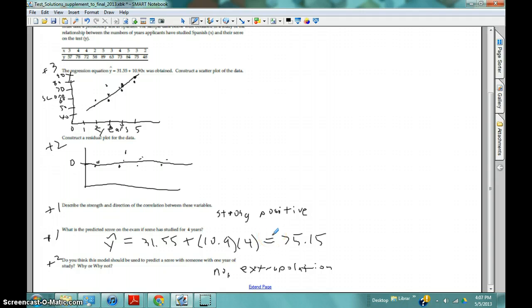And is this an appropriate model for 1 year of study? If you notice, the data starts from 2 to 5. Whenever we're doing any kind of regression analysis, we want to stay within the data. So any extrapolation beyond our data is dangerous. That's why no, we should not extrapolate beyond our data to make predictions, because that can be very dangerous.